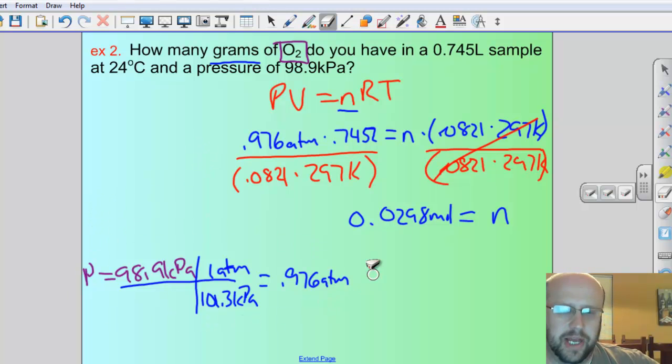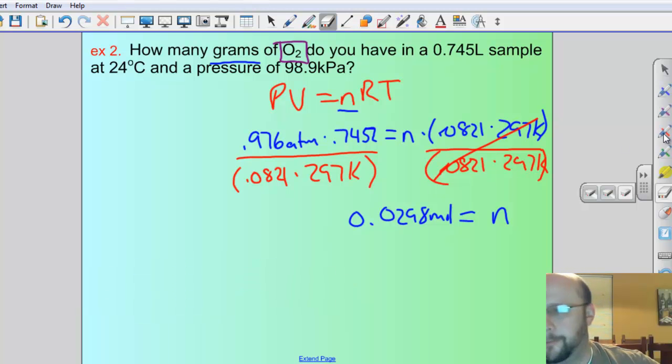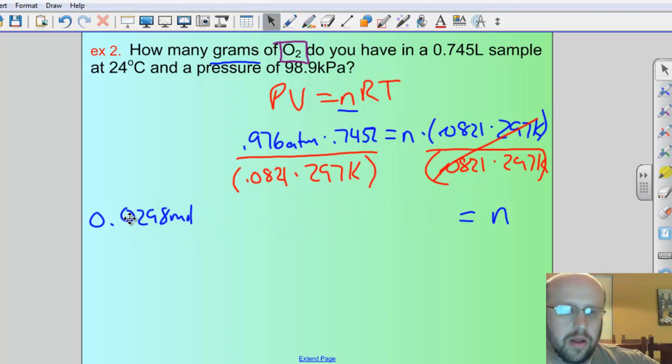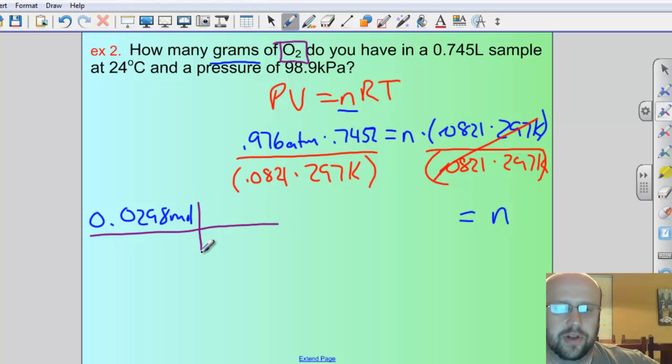The problem didn't ask me for moles. What did the problem ask for? Okay? Wants grams, right? So how do I turn moles into grams? Well, that's simple enough. We're going to take our number of moles, and we take the molar mass and turn it into grams.